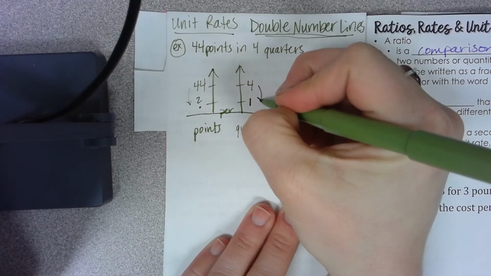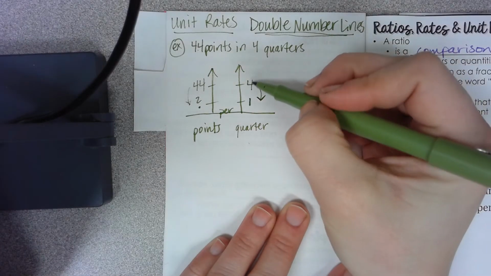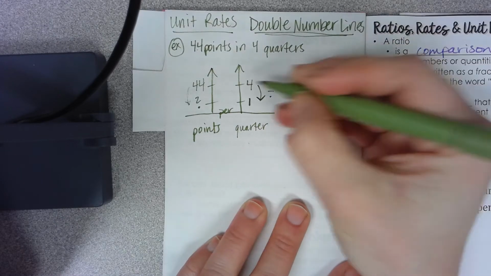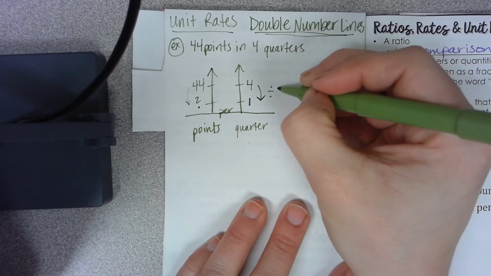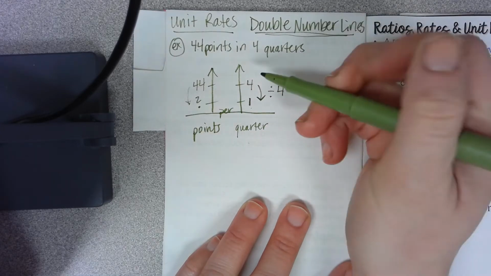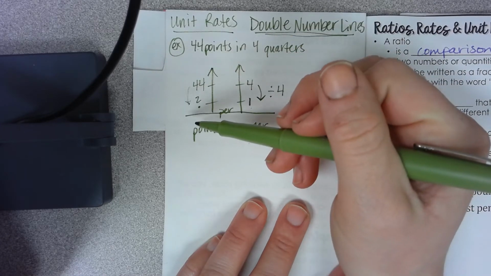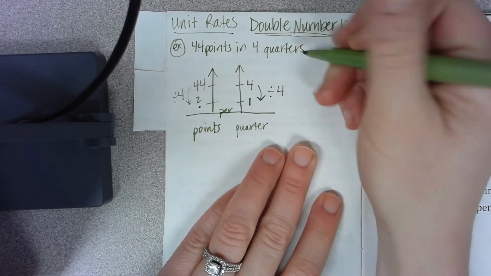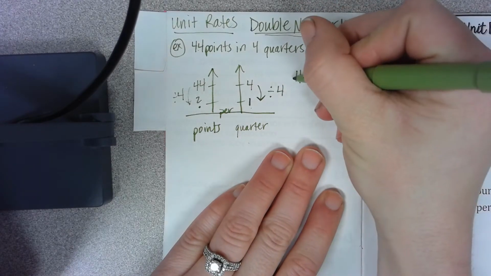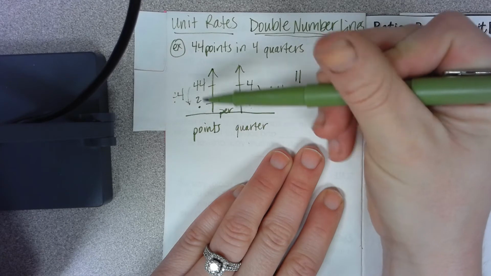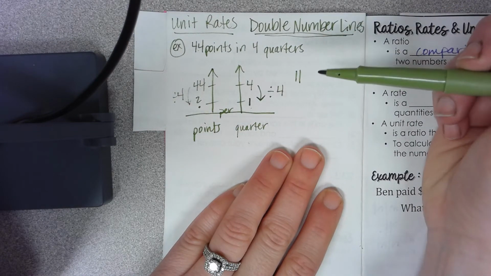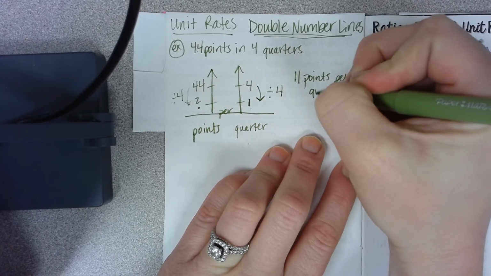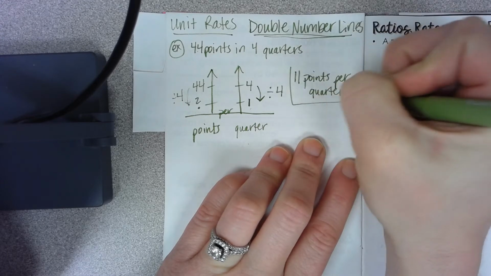And that is going to be your missing piece. So from here to here, I'm going to draw in my arrow. My missing piece between 4 and 1, it's getting smaller, so I'm going to divide. And what am I dividing by? 4 divided by 4 gives me 1. Okay? What I do on one side, I have to do on the other. So divide by 4. 44 divided by 4 gives me 11. So now I have my answer. This is technically what would be filled in here. We don't fill it in on the double number line though. We fill it in off to the side. 11 points per quarter would be my answer.